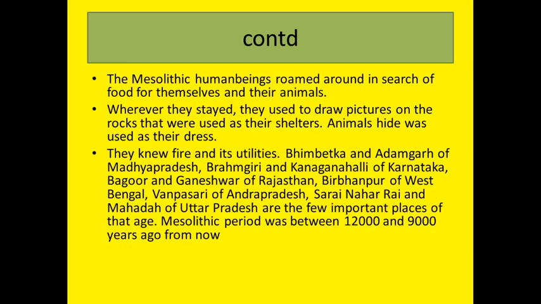Bhimpetka and Adamgarh of Madhya Pradesh, Brahmagiri and Kanakanahalli of Karnataka, Bagur and Ganeshwar of Rajasthan, Birbanpur of West Bengal, Vanpasari of Andhra Pradesh, Sarai Naharhai and Mahada of Uttar Pradesh are a few important places of that age. The Mesolithic period was between 12,000 and 9,000 years ago from now.